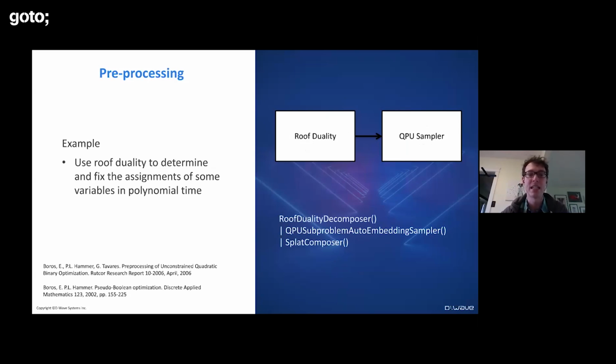Another thing you might want to do with hybrid is something called pre-processing. This is the idea of using a classical algorithm to solve, partially solve, or otherwise transform the problem before submitting it to the quantum computer. Specifically, there's an algorithm called roof duality, which isn't that important in this context, but it will determine some of the variable assignments uniquely in polynomial time, which is a great thing to do before you submit to the quantum computer. So to use this with D-Wave hybrid, you would use the roof duality decomposer, which takes part of the problem, submits it to the quantum computer, and then recomposes it into the sample space.